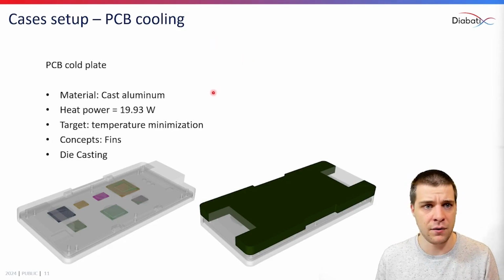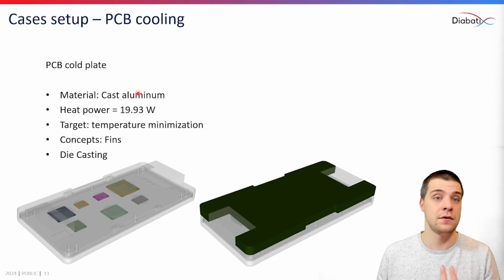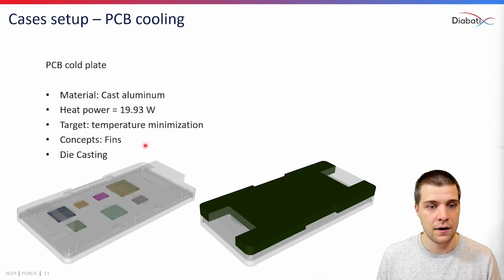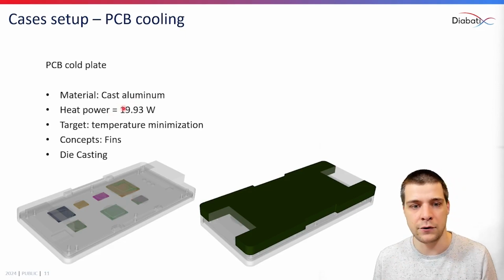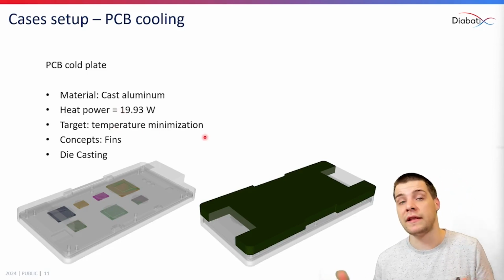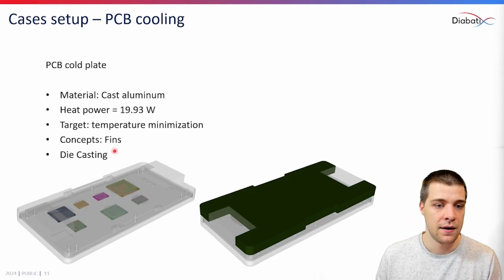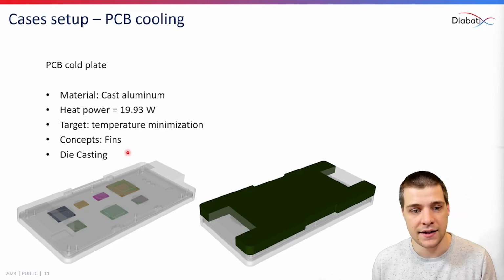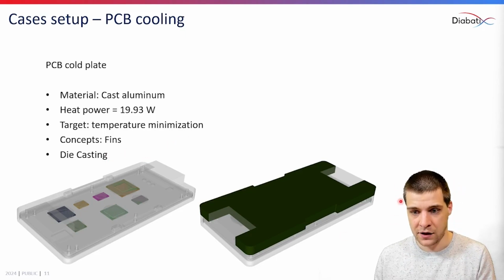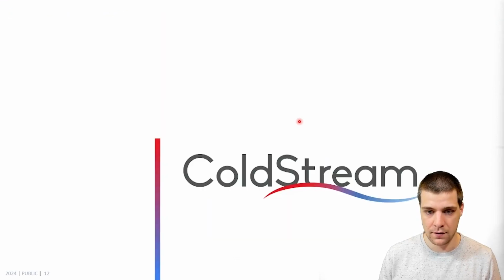In this slide, I give a quick summary of the application itself. So we'll of course use castable aluminum. The chips, there are 7 of them, as you can see here, in total produce nearly 20 watts of energy. We want to minimize the temperature, of course, or equivalently maximize heat exchange efficiency. And we'll use fins and pins. That's unfortunately not correct on the slide. Fins and pins as a cooling concept. And then here you see your design domain, but more on that in Coldstream itself.